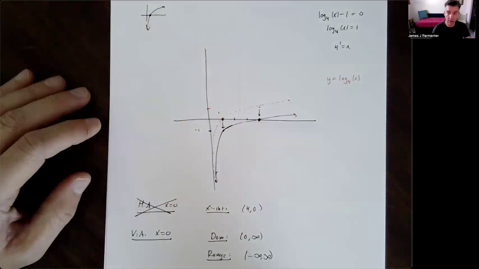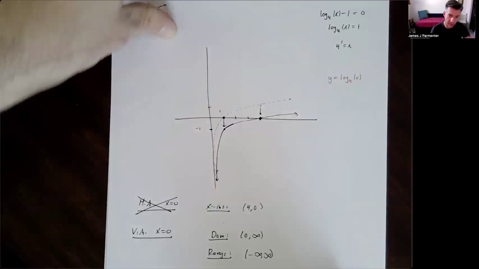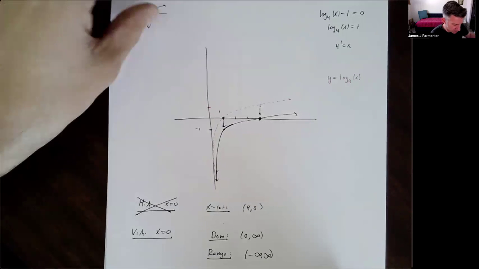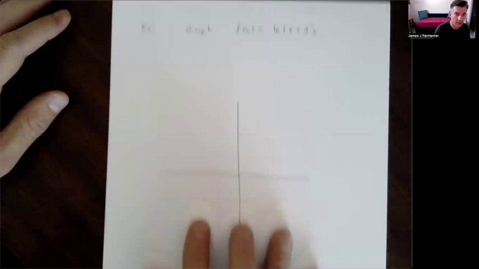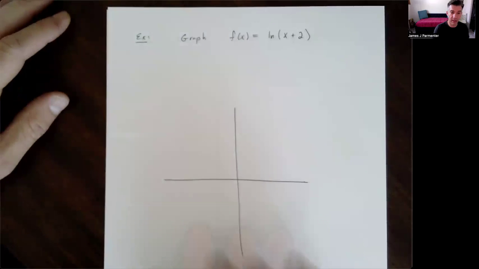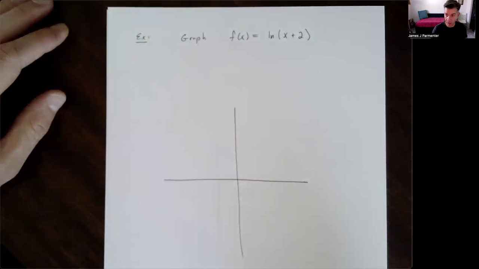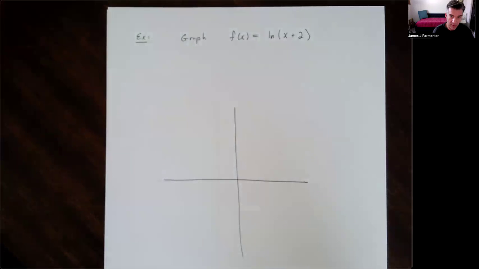Okay, let's do a couple more, and then we'll be done with these graphing of exponential and logarithmic functions. We're going to graph f of x equal to the natural log of x plus 2. So this is going to be your usual logarithmic graph shifted 2 to the left.